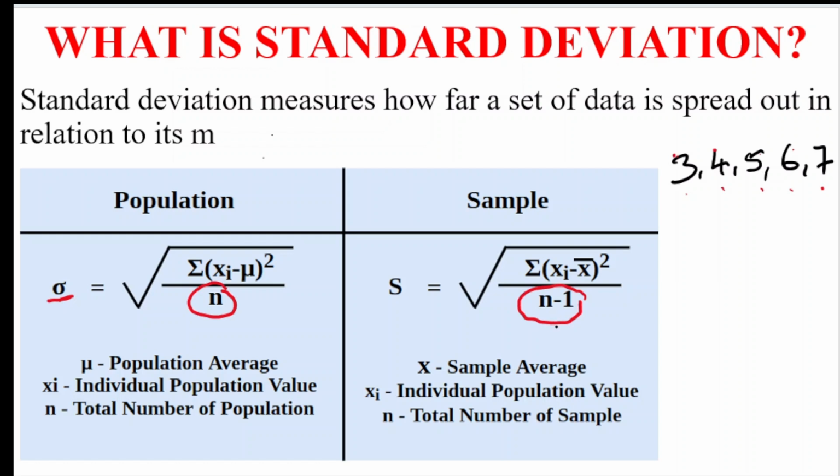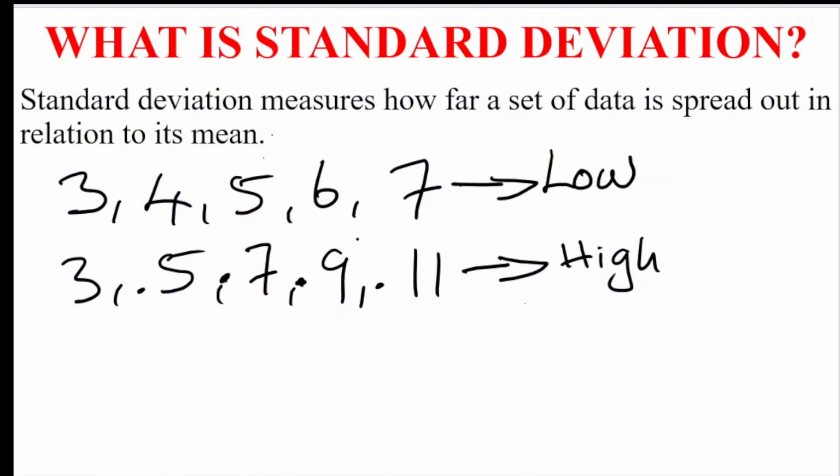And so you should know the one you are working on. If you are working on population, you should use the population formula. And if you are working on a sample, you should use the sample formula. Now let's prove our point. Remember we said here there is low deviation, and here there is high. Now let's solve the two examples and prove our point.